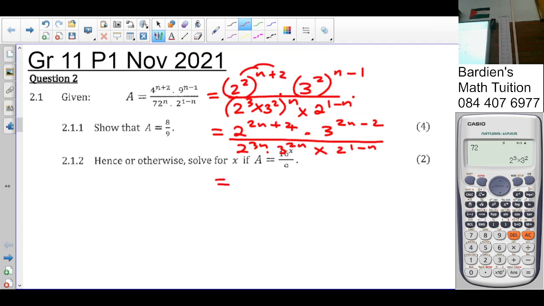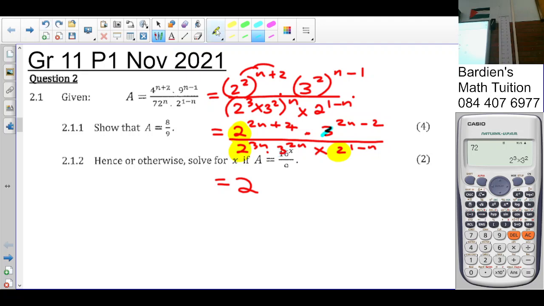Remember, when you multiply with bases the same, you add the exponents. When we divide with bases the same, we subtract the exponents. So only the exponents with base 2 can be brought together. And then only these exponents here with base 3 can be brought together. Why? Because those bases are the same.